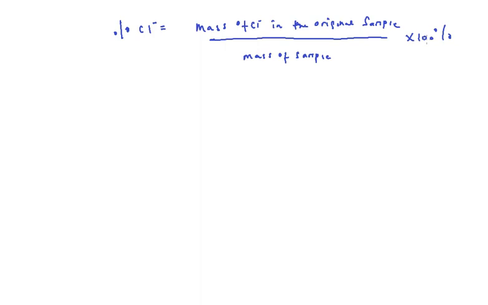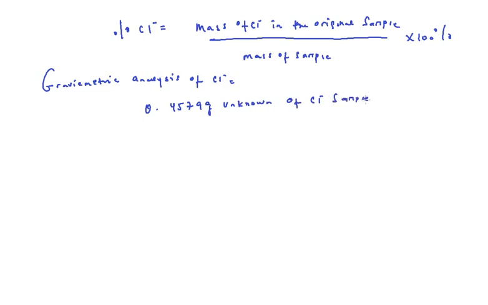So now we're going to do some calculation, a gravimetric analysis of chloride ion. Let's say I'm going to give you a hypothetical number. So we have an unknown. The unknown would be about 0.4579 grams of unknown chloride sample.